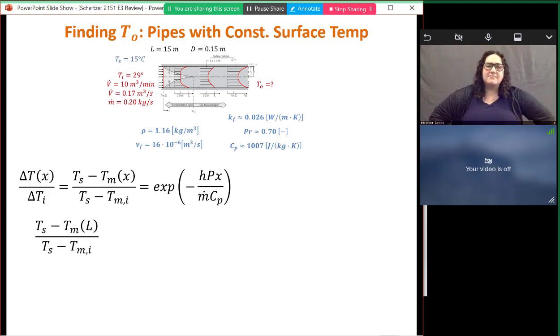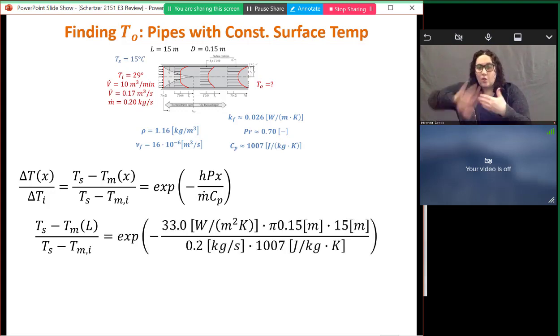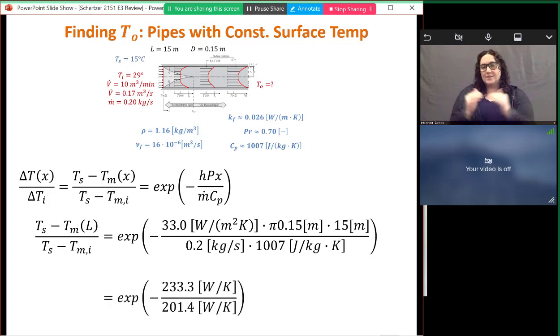So here, my x value is the length that I'm interested in, right? But in this case, that's the whole length of the pipe, right? So L is 15 meters. So my value for L is going to be 15. I put that into the exponential term, and then I work that out.